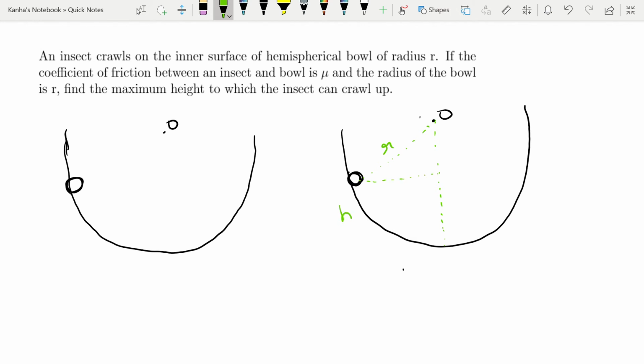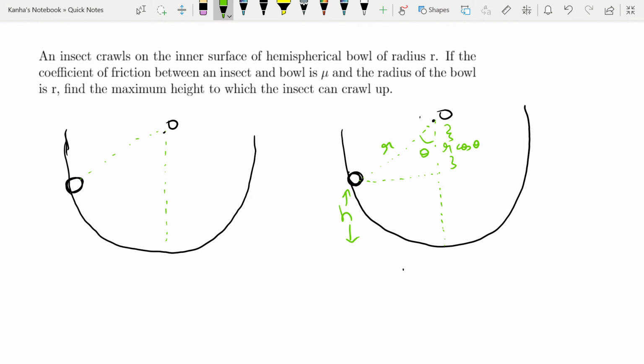This I'm doing to find the h, because that has been asked in the question. So this thing is r cos theta, where this is theta. Similarly here also I'll just draw it. But now in the first one I'll just draw the free body diagram of this insect. So what are the contact forces?